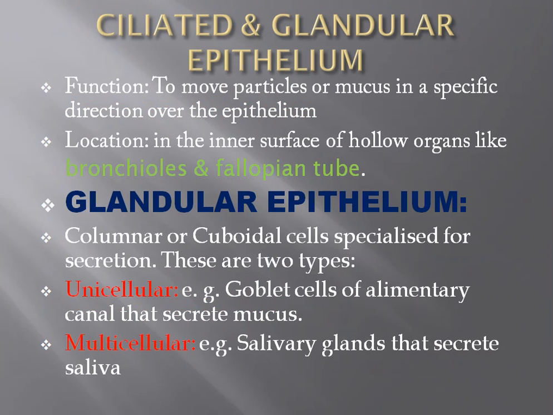Next is glandular epithelium. Columnar or cuboidal epithelium specialized for secretion. These are further two types: unicellular glandular epithelium, example goblet cells of alimentary canal, that secrete mucus. Second is multicellular glandular epithelium. Example, salivary glands that secrete saliva.